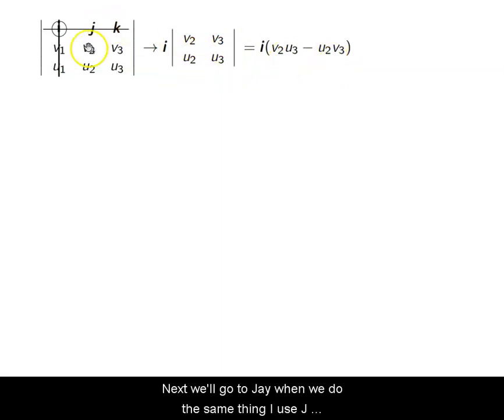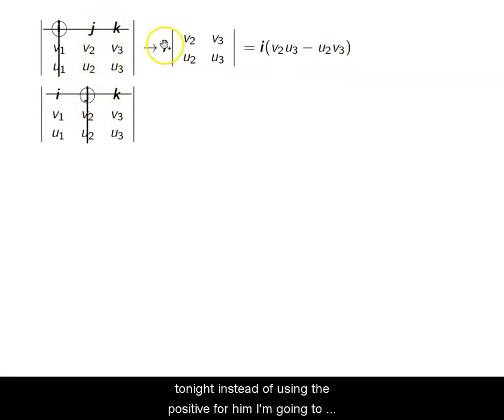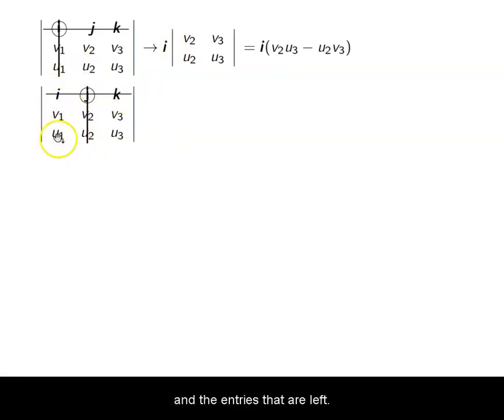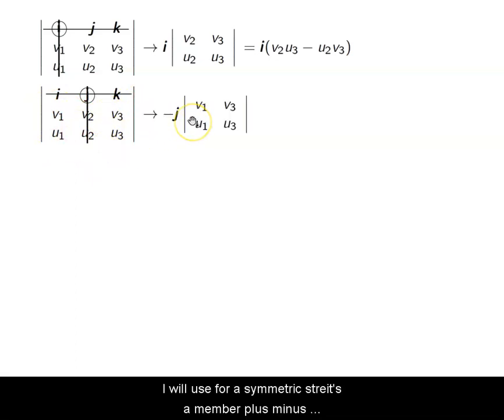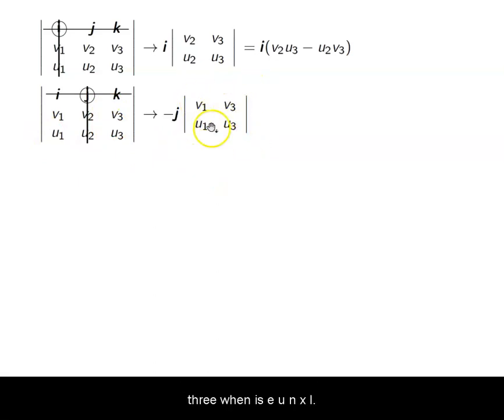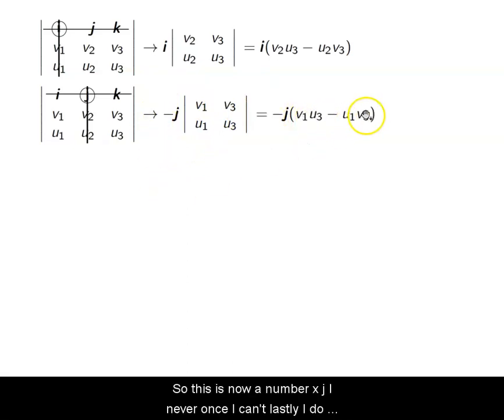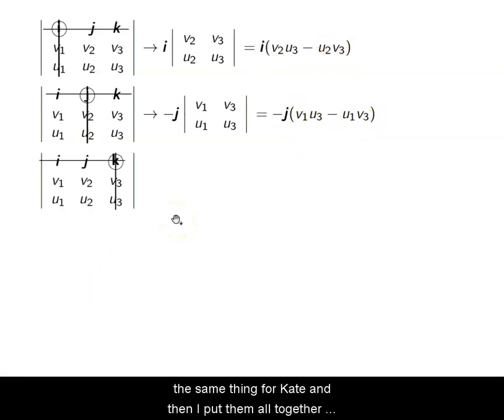Okay. Next we'll go to j, and we do the same thing. I use j, but instead of using the positive form, I'm going to use the negative. I cross out its row, I cross out its column, and the entries that are left, I will use for a submatrix, right? So remember, plus minus plus. So this is negative j, v1 and u1, v3 and u3. I find its determinant. So v1 times u3 minus u1 times v3 times negative j. Okay, so this is now a number times j, a number times i. Okay, and lastly, I do the same thing for k, and then I put them all together.